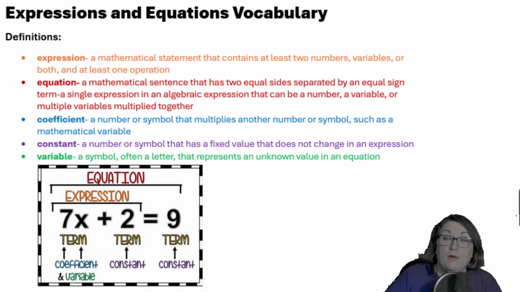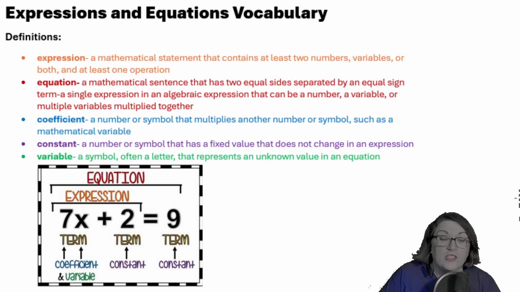Coefficient is the number or symbol that multiplies another number or symbol, such as a mathematical variable. So in the picture below, you can see that the coefficient in this equation is the 7. It is a number that's being multiplied times our variable. And the variable is a symbol that's often a letter that represents a quantity that is unknown. Usually it's what we're solving for. A lot of times we use X, but it doesn't have to be X. It can be any letter of the alphabet. Constants are numbers or symbols that have a fixed value and do not change in an expression. For instance, the 2 and the 9 are both constants because they are just standalone numbers that don't have a variable sitting right next to them.